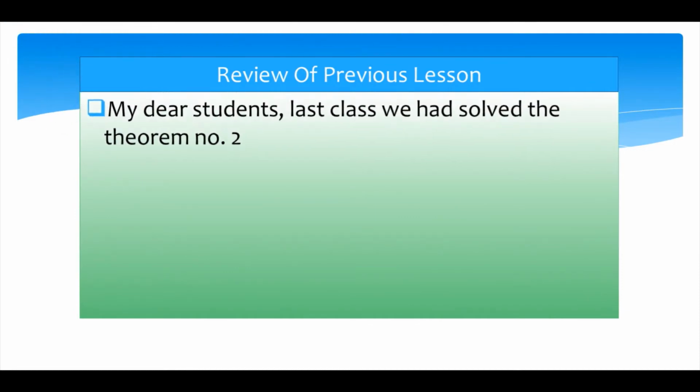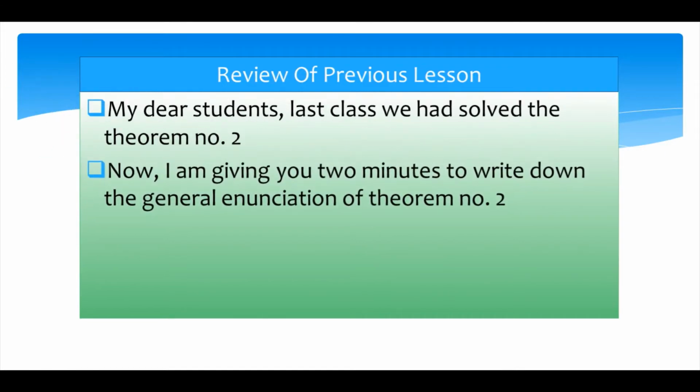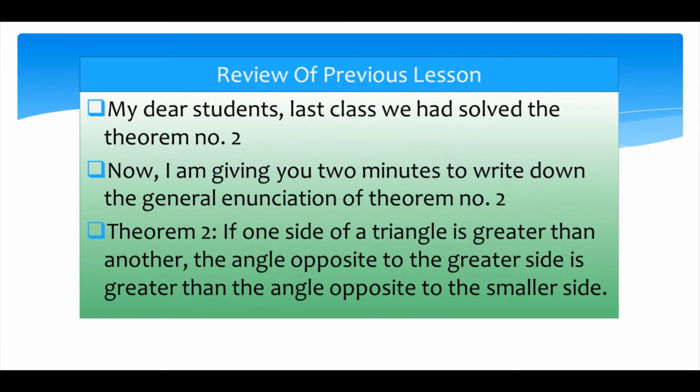Review of previous lesson. My dear students, last class we had solved theorem number 2. Now I am giving you 2 minutes to write down the general enunciation of theorem number 2. It will help you better understand theorem number 3. That is the general enunciation of theorem number 2. If one side of a triangle is greater than another, the angle opposite to the greater side is greater than the angle opposite to the smaller side. This is the general enunciation of theorem number 2, and you have to write it down again.